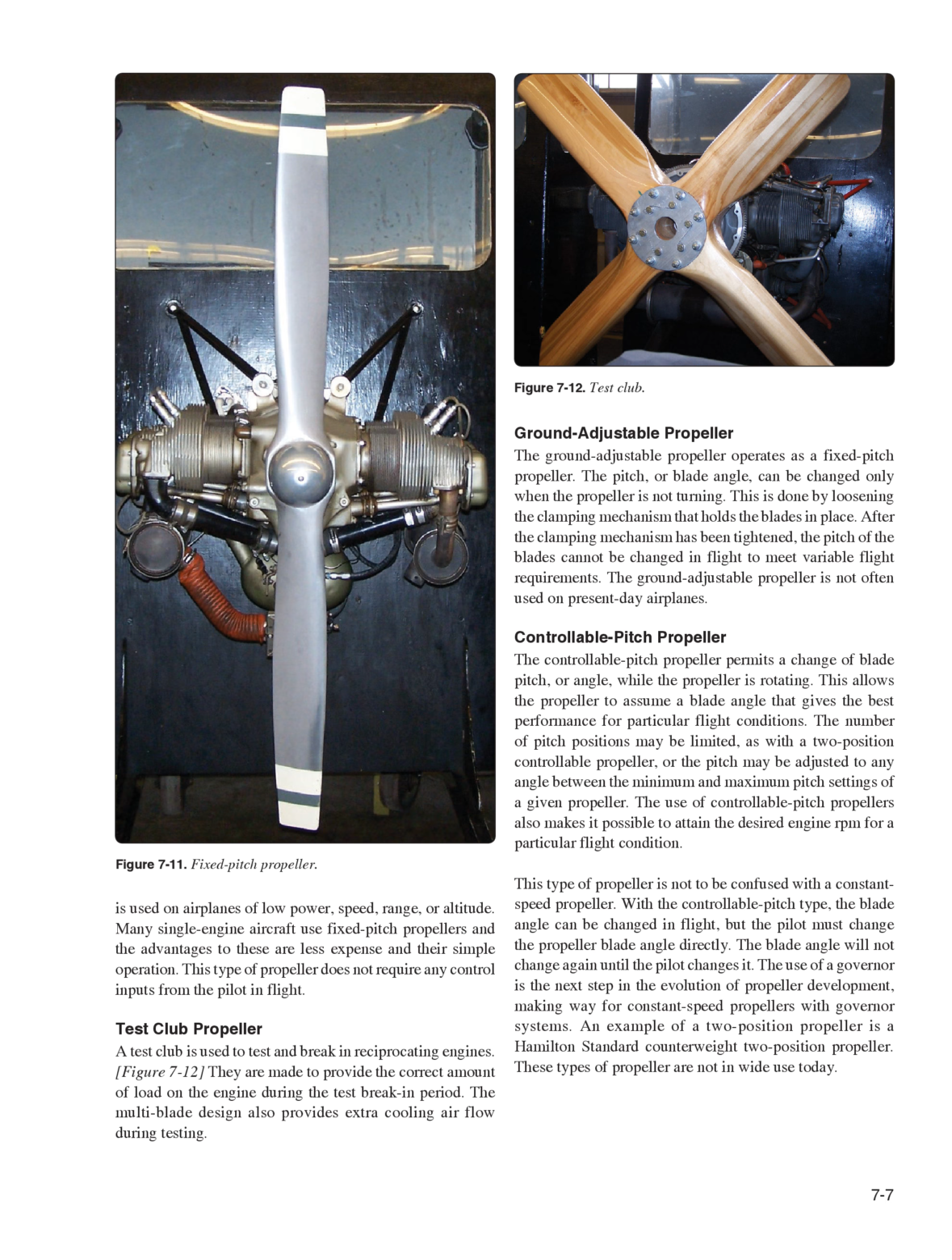With a controllable pitch type, the blade angle can be changed in flight, but the pilot must change the propeller blade angle directly. The blade angle will not change again until the pilot changes it. The use of a governor is the next step in the evolution of propeller development, making way for constant speed propellers with governor systems. An example of a two-position propeller is a Hamilton Standard counterweight two-position propeller. These types of propeller are not in wide use today.